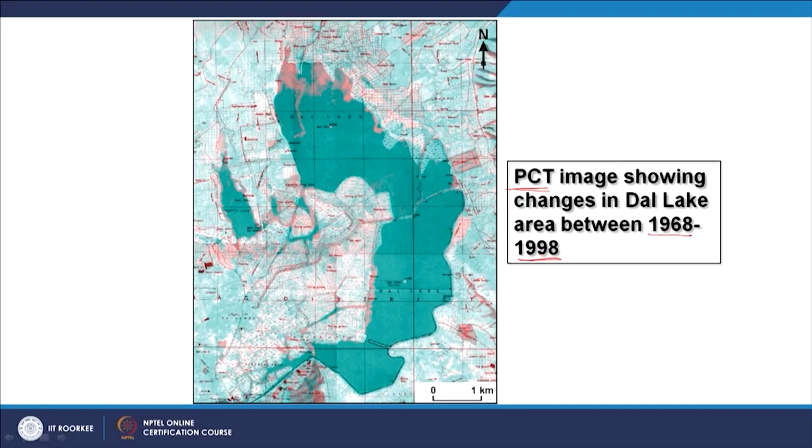There are a few points one can interpret very easily. In the northern part of this Dal Lake, as you can see here, a lot of red areas are appearing. These red areas show the changes which have occurred between 1968 and 1998 in terms of growth of vegetation. As you know, Dal Lake is quite shallow; the average depth is about 1.1 meter.